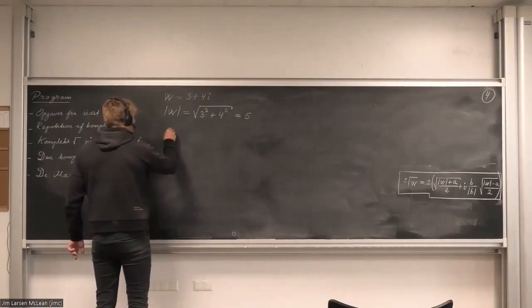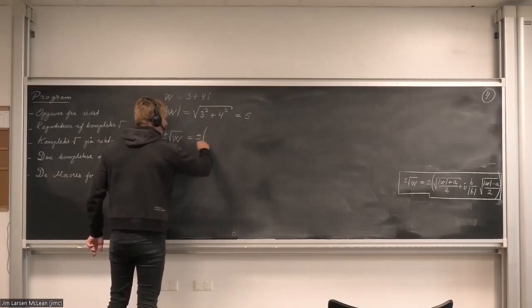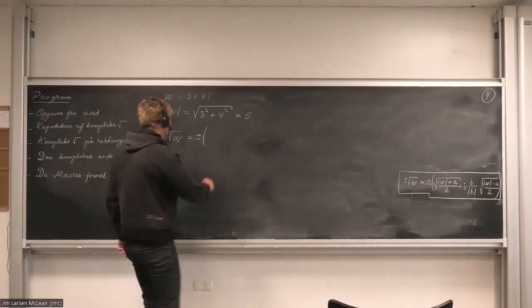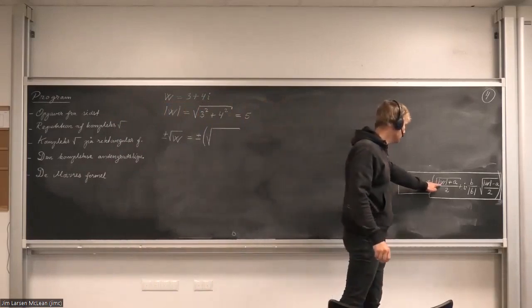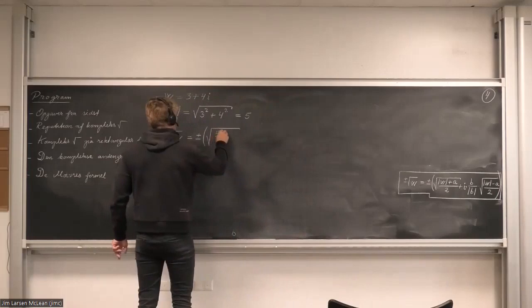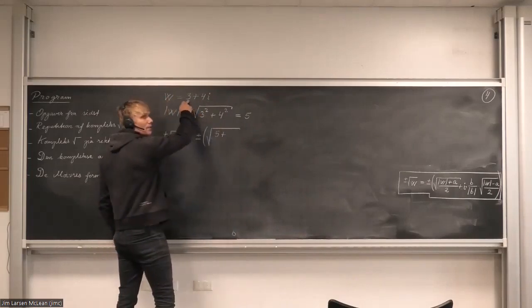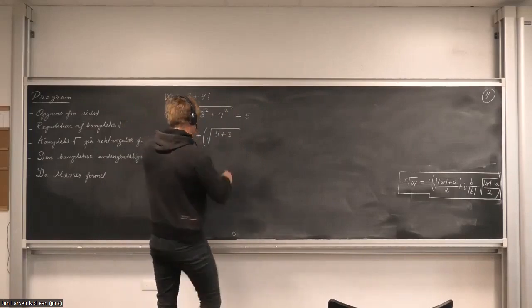What are the 2 square roots of w? It becomes plus or minus, open parentheses. And then I have to take the modulus of w, which was 5, and add on a, which is 3, of course. Let's write 5 plus 3. And then I need to divide that by 2.